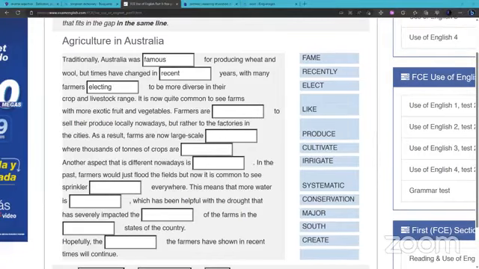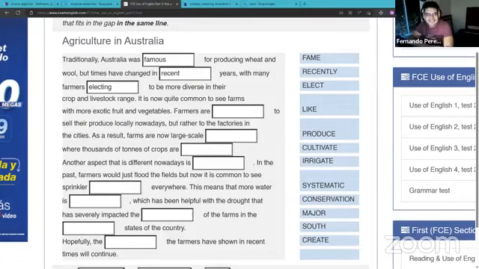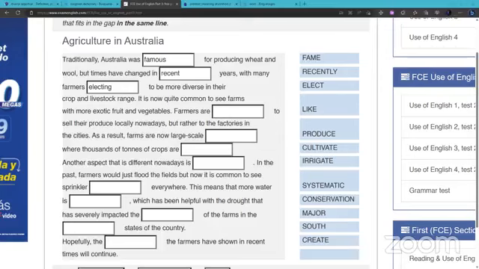Farmers are to sell their products locally, like farmers are. No, I don't know, teacher. Like you don't understand at all what's going on? Yes, no, farmers are like. No, I'm not sure.